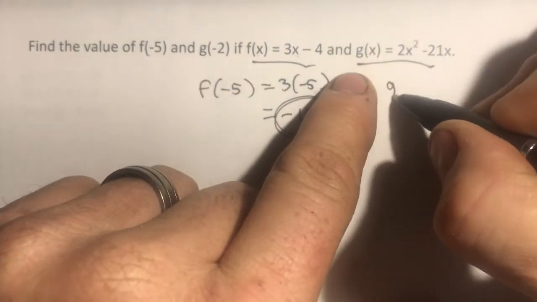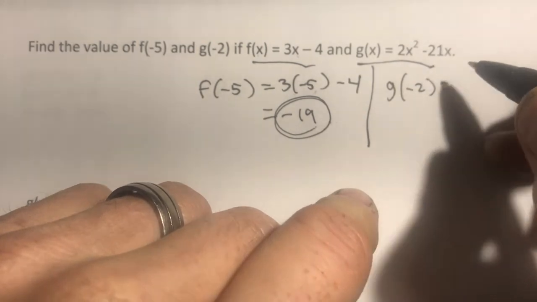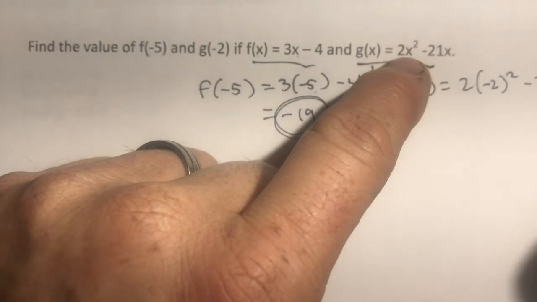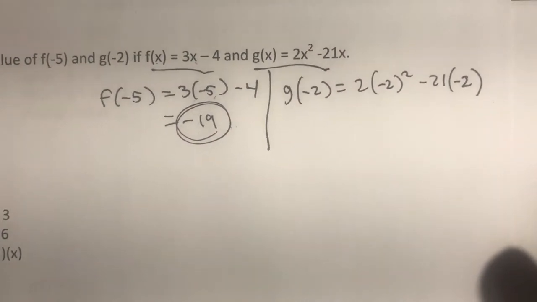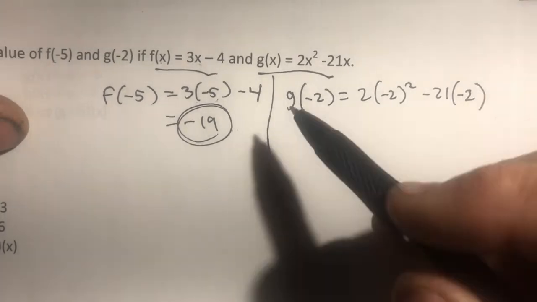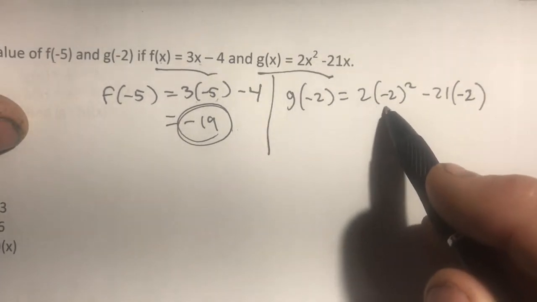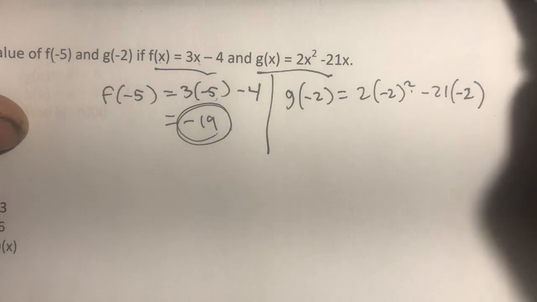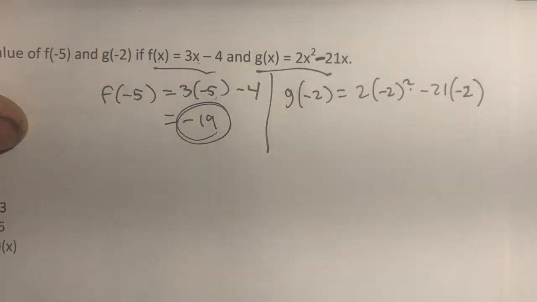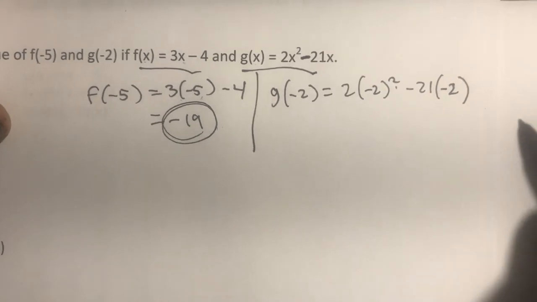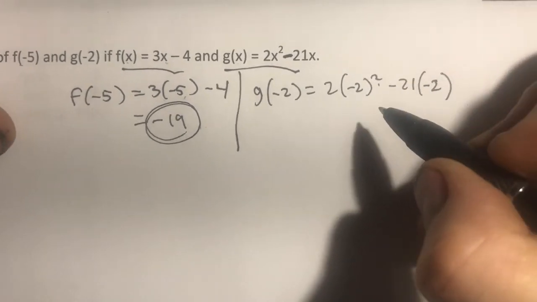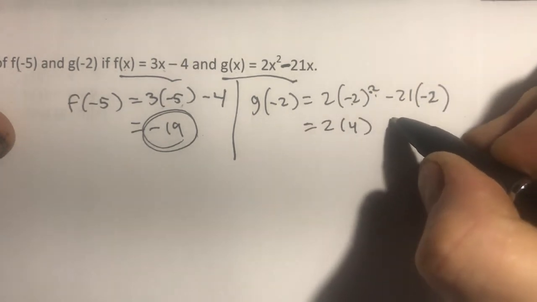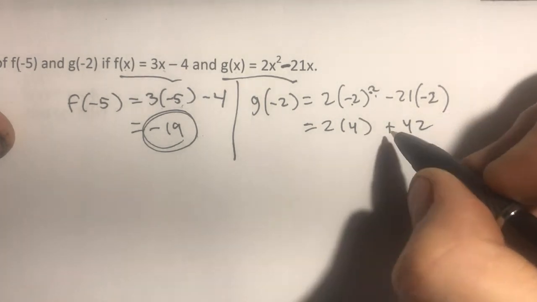Now I got to do g of -2. So I'm going to put -2 in there. So I got 2 times -2 squared minus 21 times -2. I'm running off the paper here. Okay, that's a minus right there. All right, so you can just type this in your calculator, or you can do your order of operations. So this is going to be -2 squared, which is 4. You do those first. So it's 2 times 4, and that'd be plus 42 here, and that's going to be 8 plus 42, which is 50.